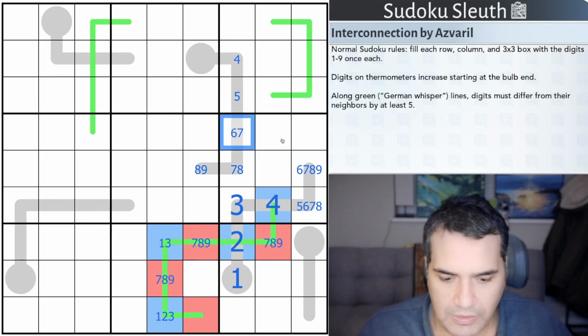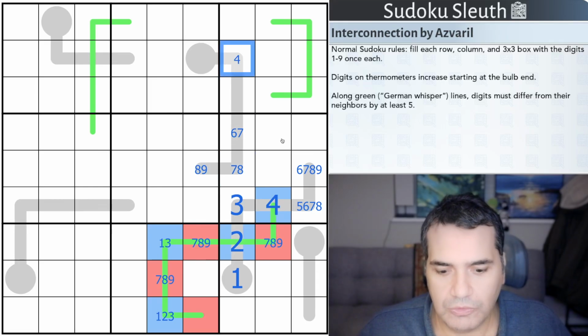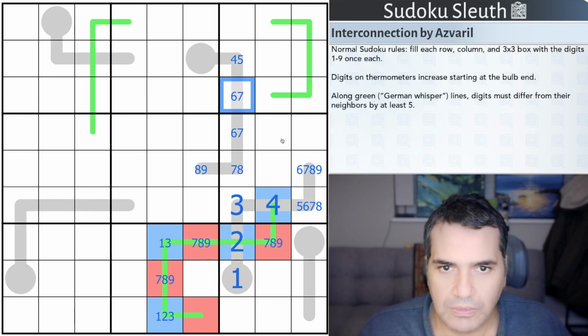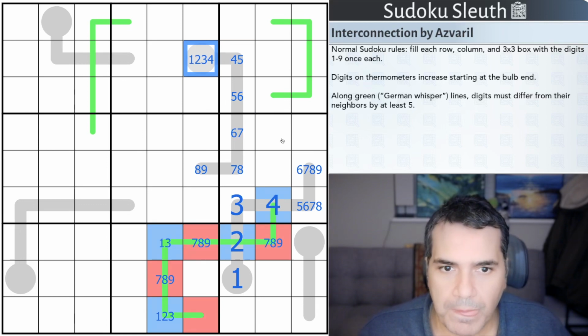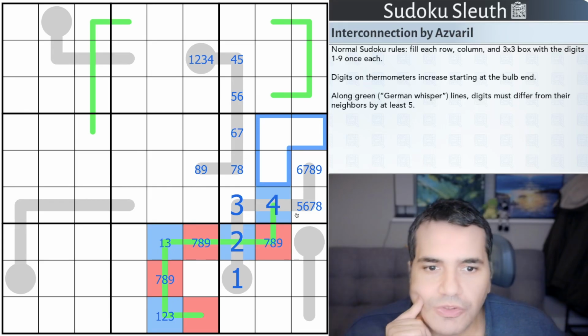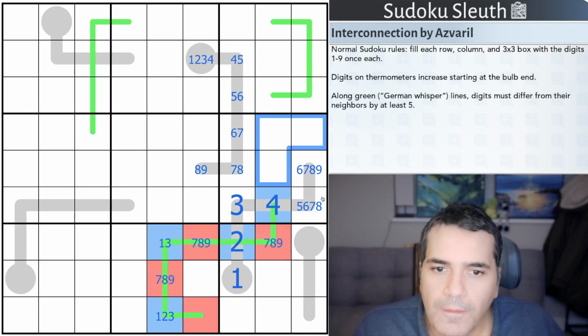7, 8, 7, 5. Hang on, what are you doing, Sleuth? Come on. There you go. That's correct. And this is 1, 2, 3, or 4 for that matter. Quite a bit of pressure now building up here. One thing I haven't done in this box is 1 and 2. So we know 1 and 2 are between these 3 cells, but I don't know which one it is.